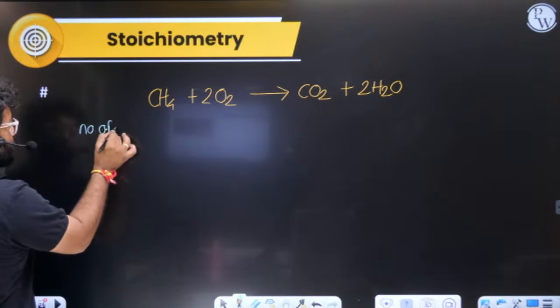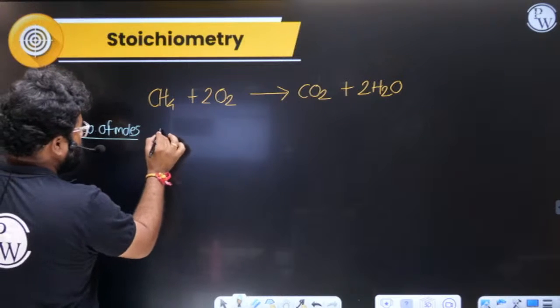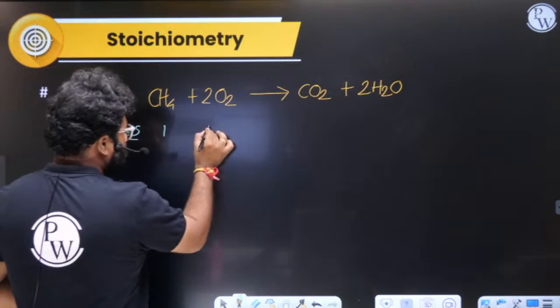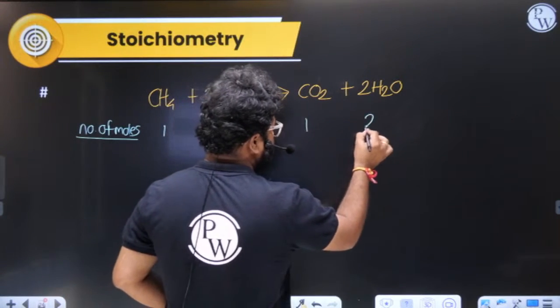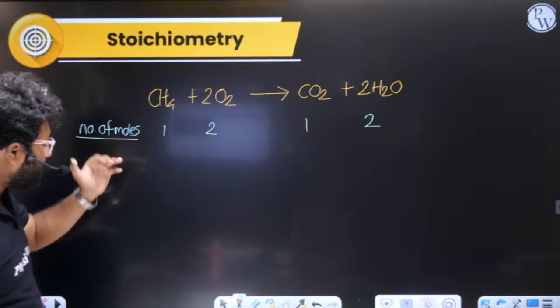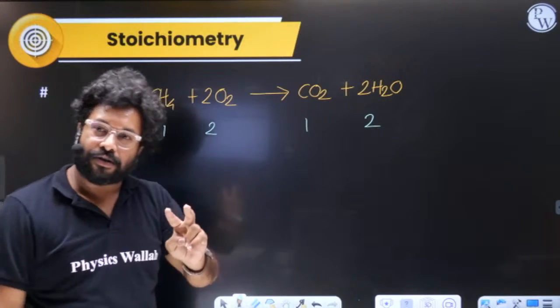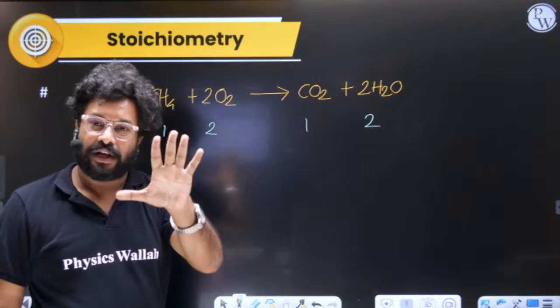Not atomic mass, molecular mass. Number of moles for methane is 1, oxygen is 2, CO2 is 1, and water is also 2, right? So if you have 1 mole of methane, you need 2 moles of oxygen, then you can get 1 mole of CO2 and 2 moles of H2O.